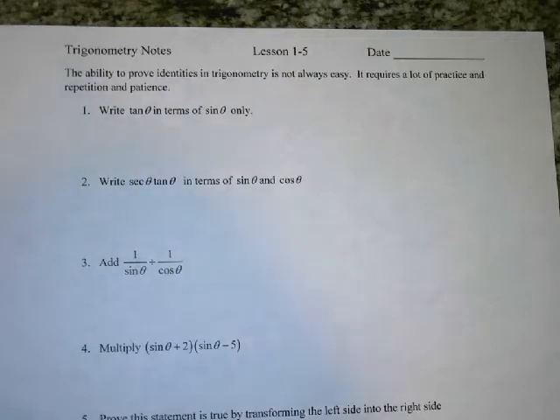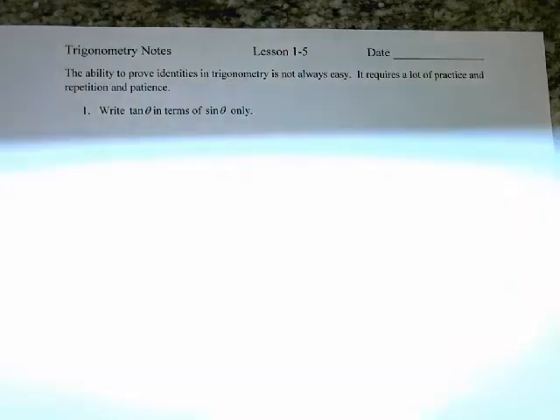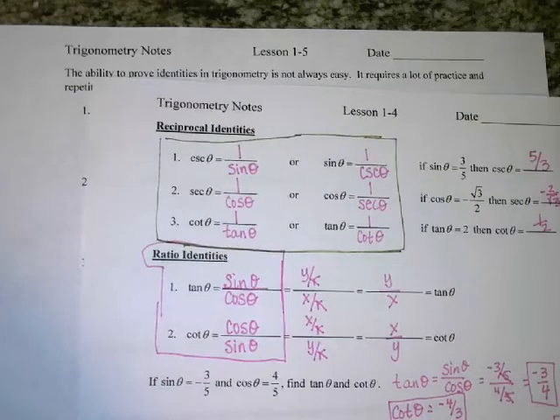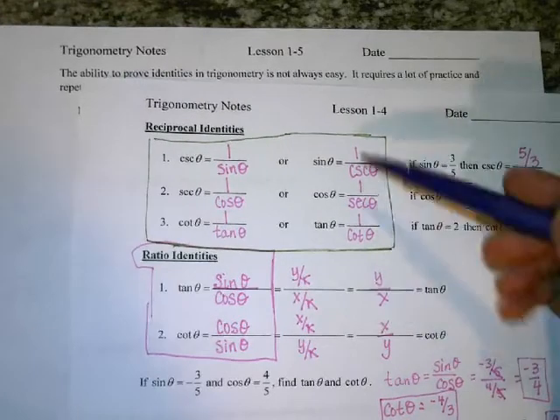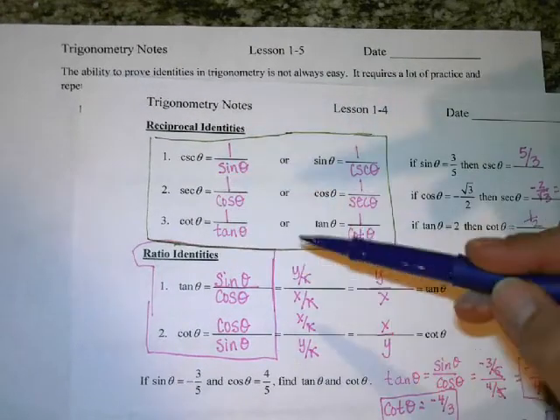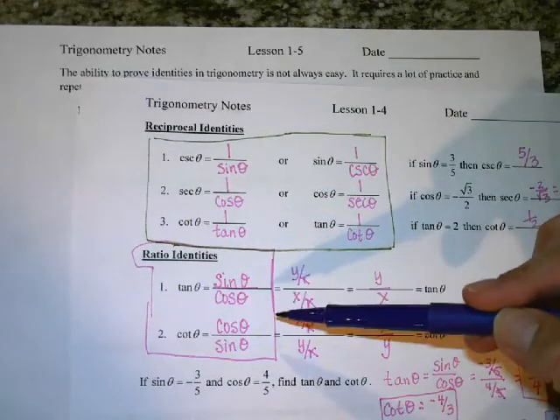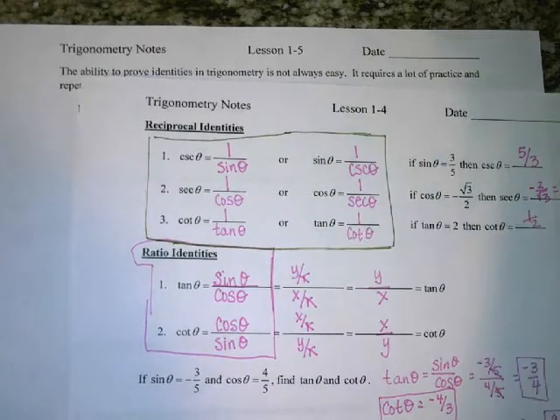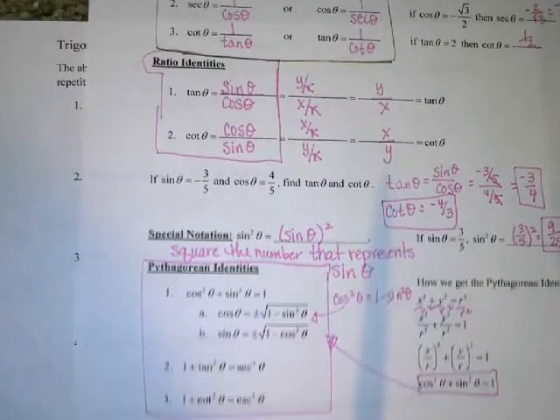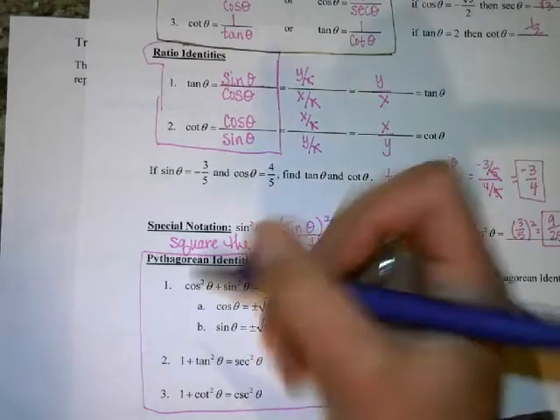So, a few things before we start. You need to have your identities memorized. This makes it a whole lot easier if you have your identities memorized from 1-4. As a reminder, those are the ones that I put in the box last time. Your reciprocal identities, you need to know those. Your ratio identities, those are tangent and cotangent in terms of sine and cosine. Need to have those memorized. And your Pythagorean identities, mainly this one right here.